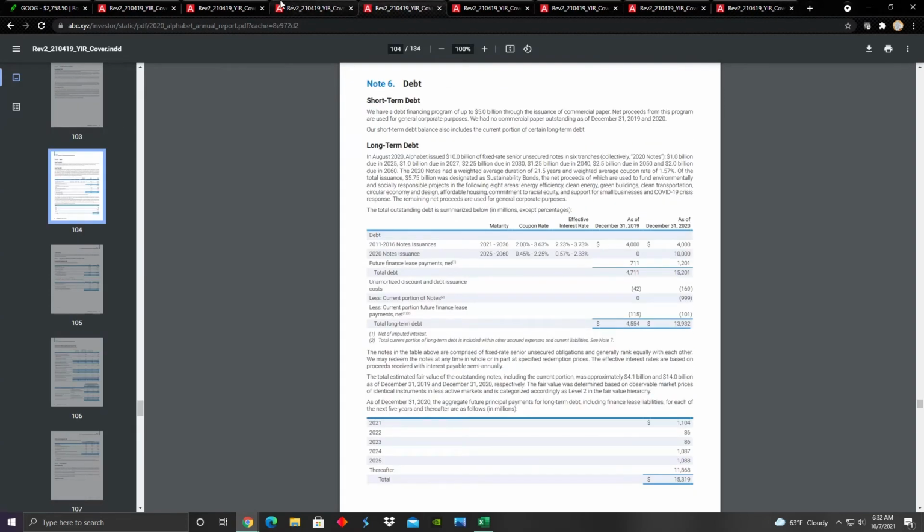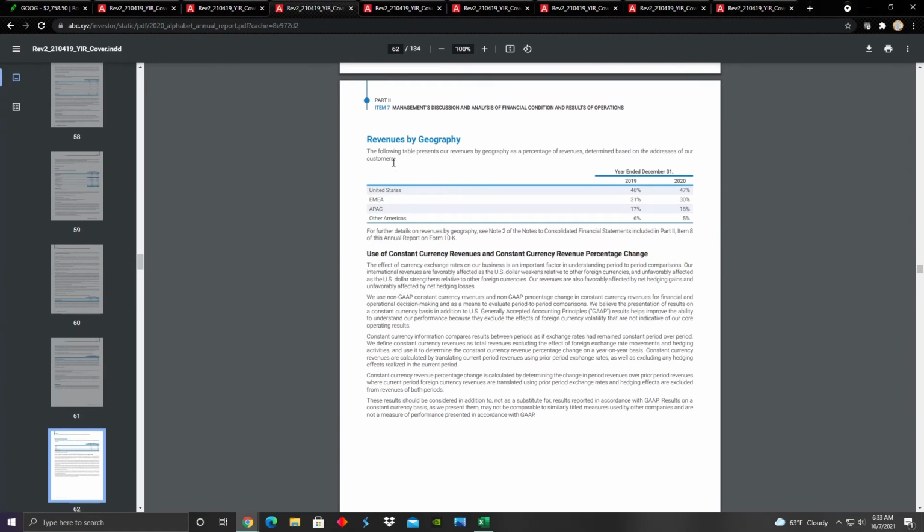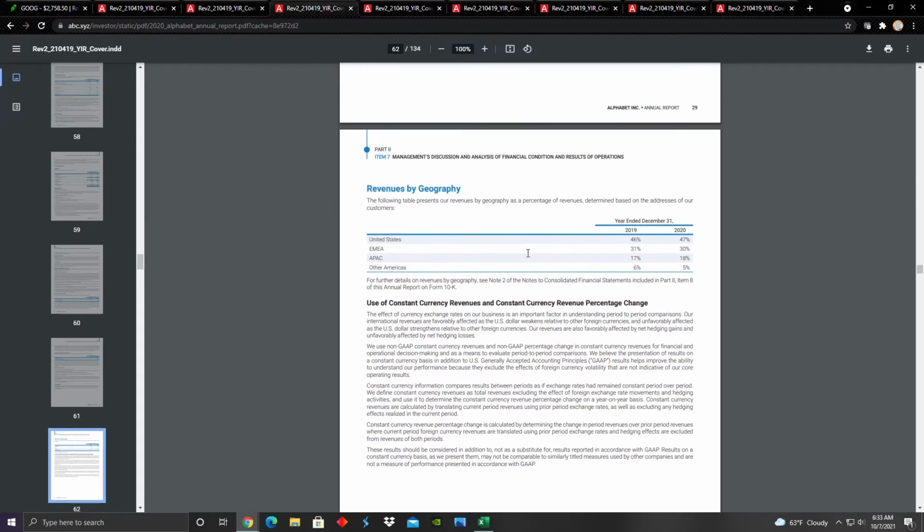And I forgot to mention one more thing that I wanted to look at when referring to their revenues, which is their revenues by geography. We can see that in the United States, a percentage of their revenues was 47%, with 53% of their revenues coming from the rest of the world, EMEA and APAC. I believe EMEA is Europe, the Middle East, and Africa, and APAC is Asian Pacific, Americas, and one more that I've forgotten.